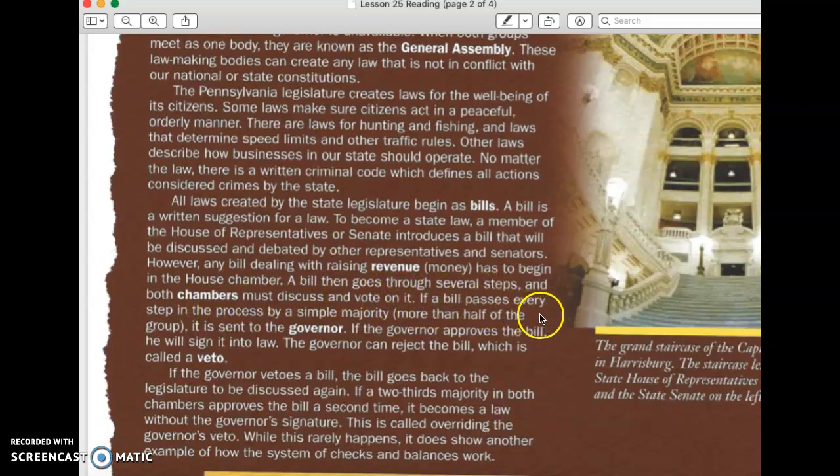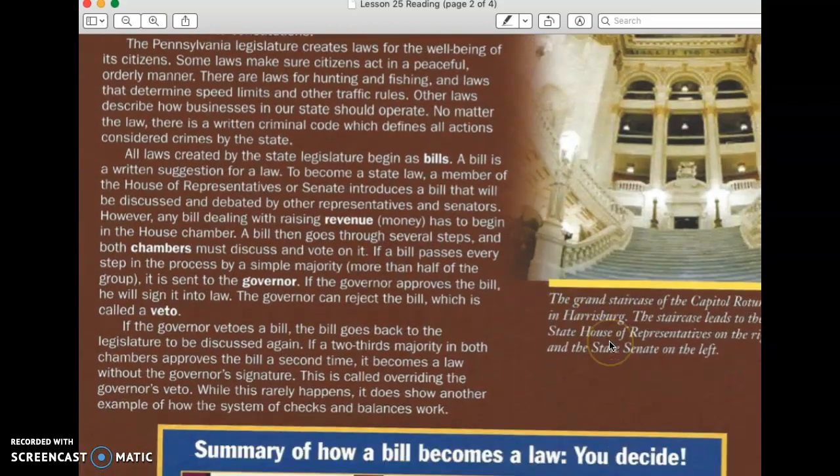If a bill passes every step in the process by a simple majority, more than half of the group, it is sent to the governor. If the governor approves the bill, he will sign it into law. The governor can reject the bill, which is called a veto. If the governor vetoes a bill, the bill goes back to the legislature to be discussed again. If a two-thirds majority in both chambers approves the bill a second time, it becomes a law without the governor's signature. This is called overriding the governor's veto. While this happens rarely, it does show another example of how the system of checks and balances works.